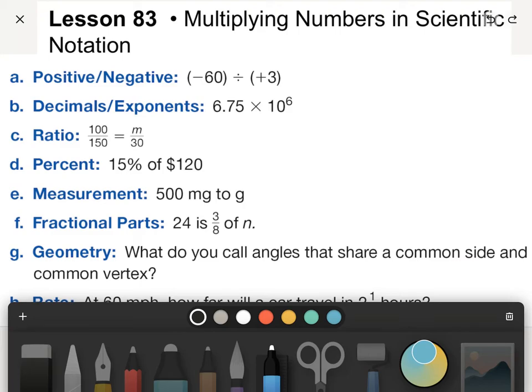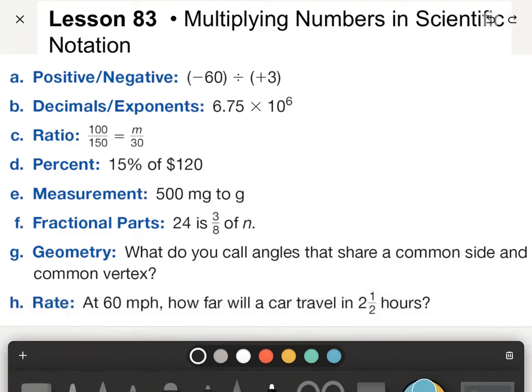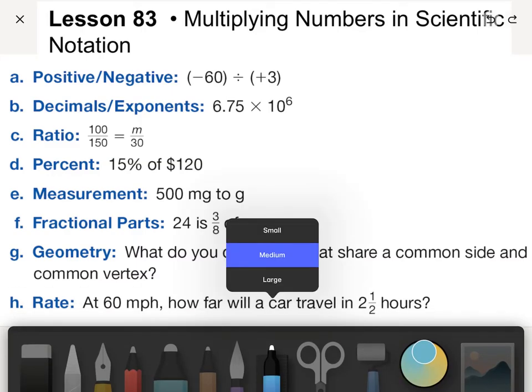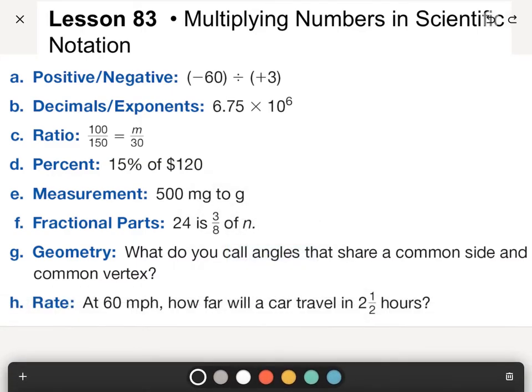Okay, so the first one, we are dividing. Let me bring that down. Okay, my bad. All right, so we are dividing negative 60 by a value of positive 3. So it's a negative over a positive, so that ends up being negative 20.